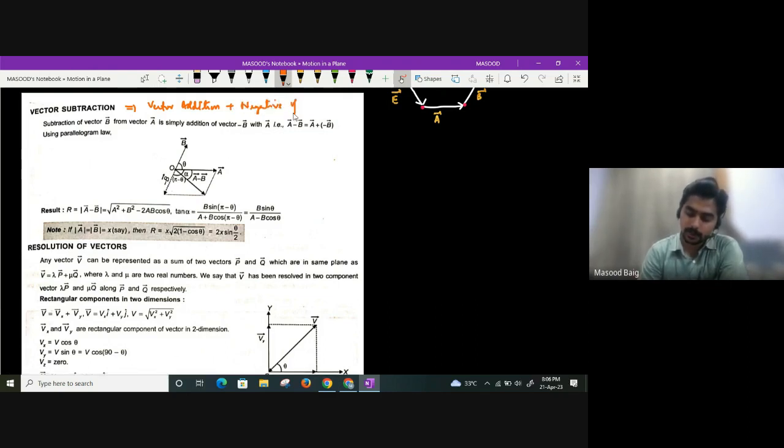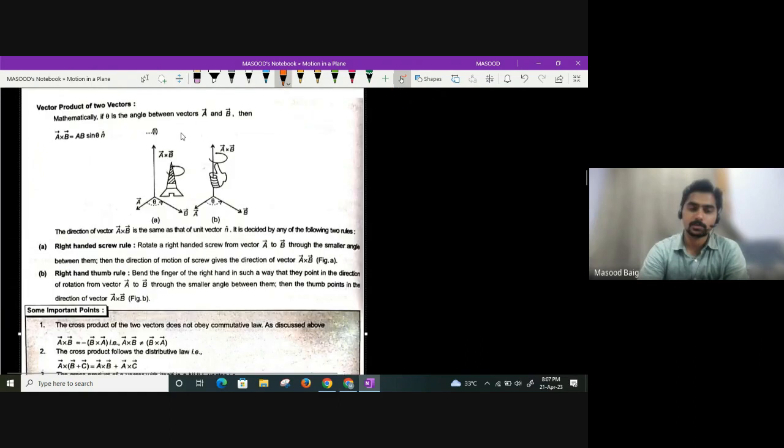What is the meaning of the negative of a vector? That particular vector which has the same magnitude but exactly opposite direction is called the negative of a vector. So I can obtain vector subtraction by vector addition as well as using the concept of the negative of a vector, which is not that necessary again.